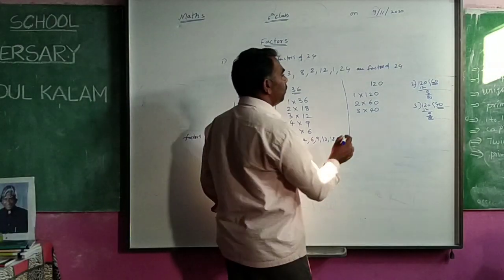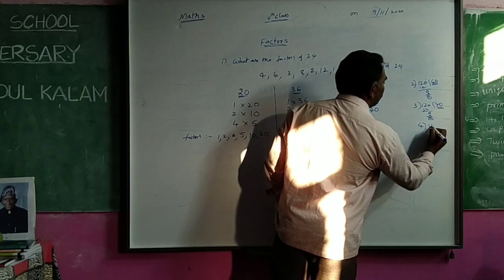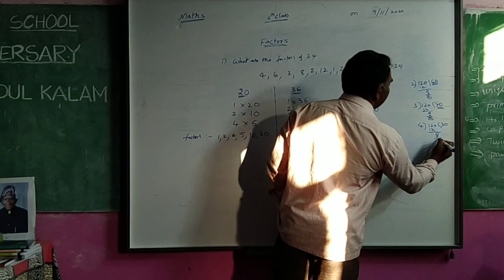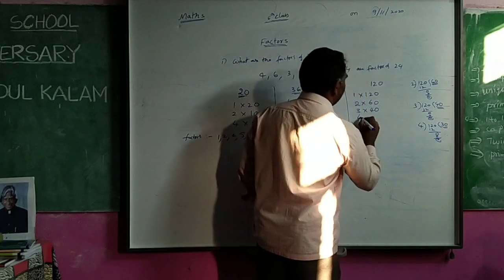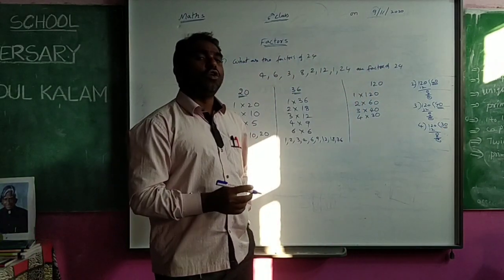Next, 4. In the 4 table you will check it. You see the 4 table, you check the table. 4 3s are 12. 0, 4 zeros are 0. 30. 4 30s are 120. Okay.